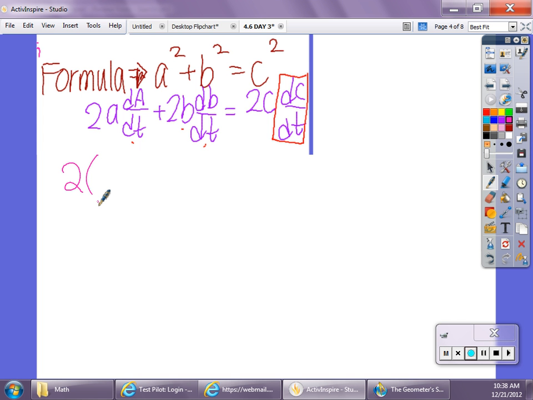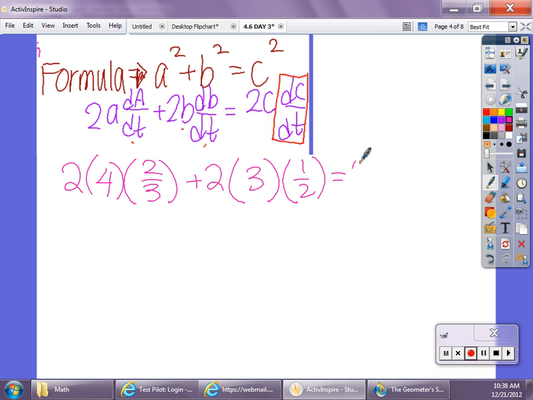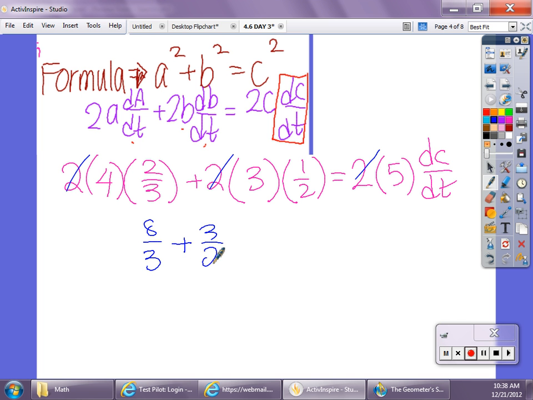All right, your A distance was this one, so I think that was 4. Your dA/dt was the first one, so that was 2/3, plus 2 times your B, which was 3. Your dB/dt was 1/2, equals 2 times C, which was 5, and then dC/dt was my question. I'm going to provide all the 2's. So I end up with 8/3 plus 3/2 equals 5 dC/dt. So you're just going to solve for dC/dt.